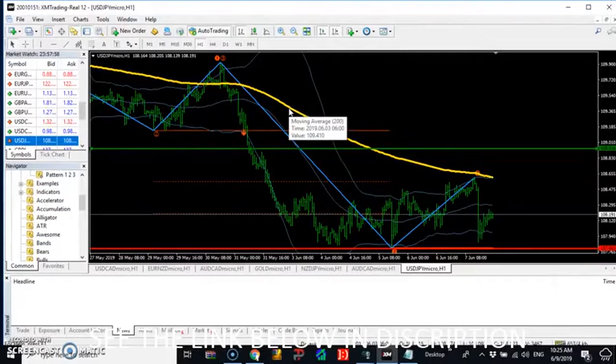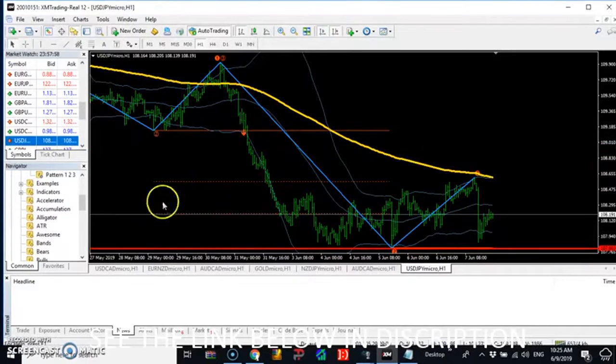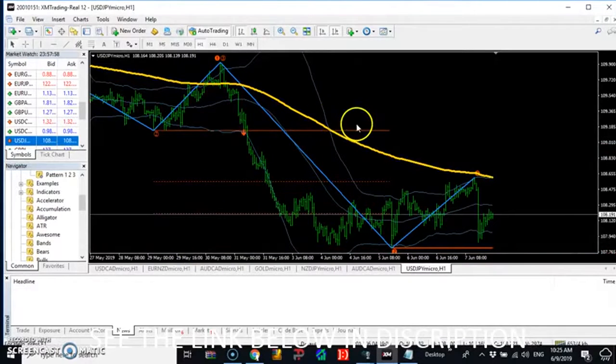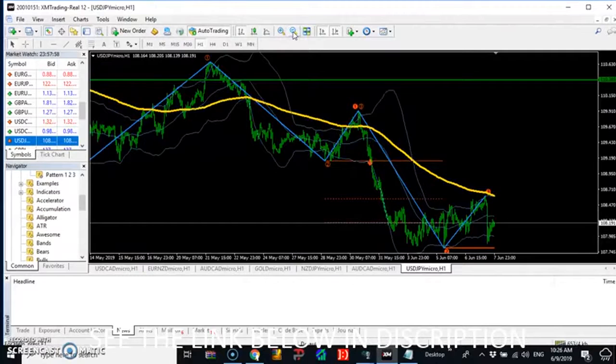Okay, now what does this mean? I want you to pay attention properly. Let us remove these lines that we put here. Let's delete these lines. Let's delete this one, and then any other one. Okay, now what does this mean? Let's zoom it down properly because I want to talk to you about Bollinger Band right now.